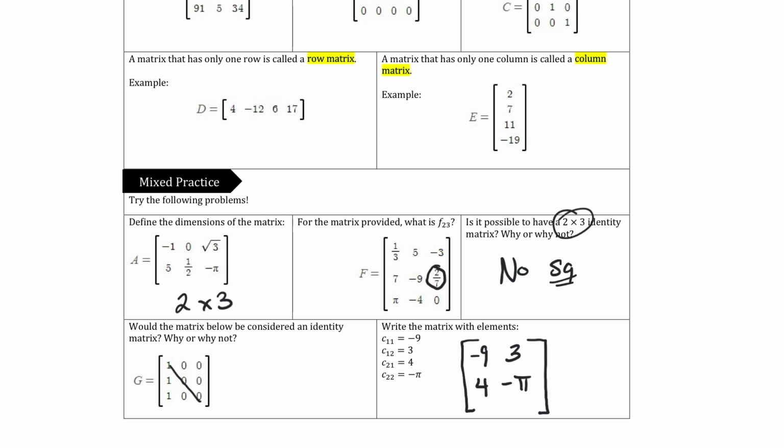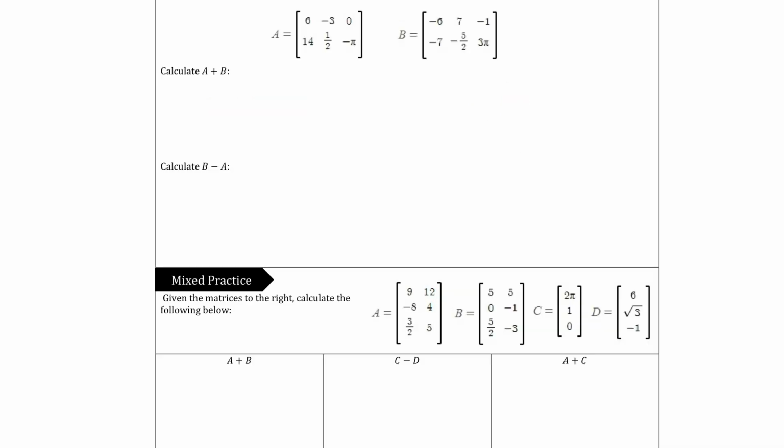Inside a matrix, you can have numbers, you can have symbols.